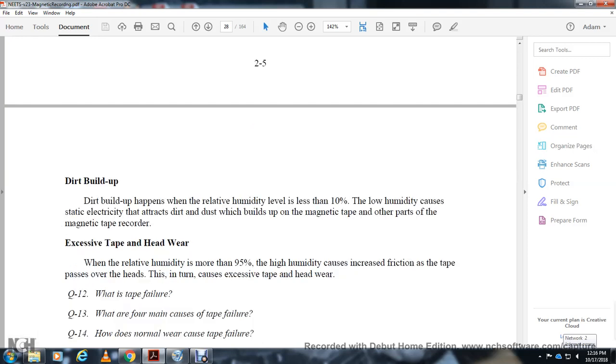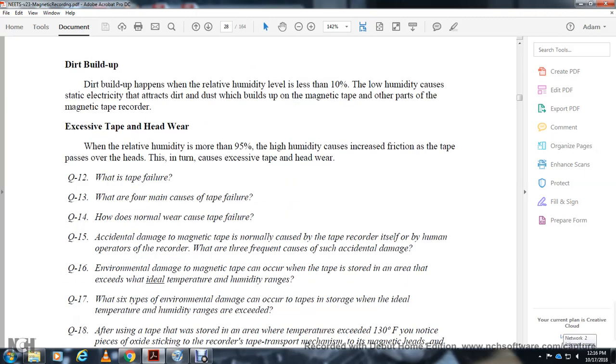Such tape wear occurs with relative humidity above 90%. The high humidity causes increased friction as the edge of the tape passes over the head, which in turn causes excess tape and head wear.